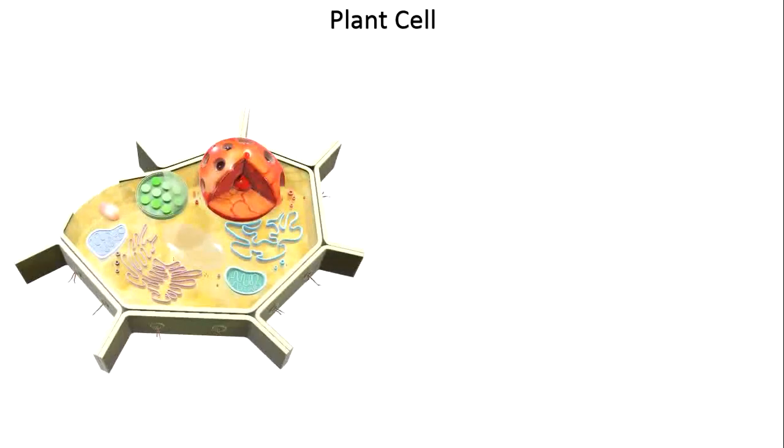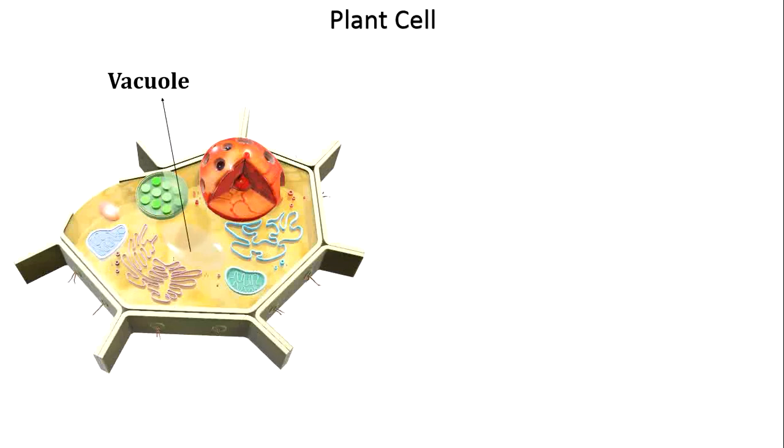So today we will talk about the plant cell and the parts of the plant cell. To start off, we'll begin with the nucleus. The nucleus has the same function as it does in the animal cell: it is the main control center of the cell. It orders all activities, whatever is going to happen in the cell.